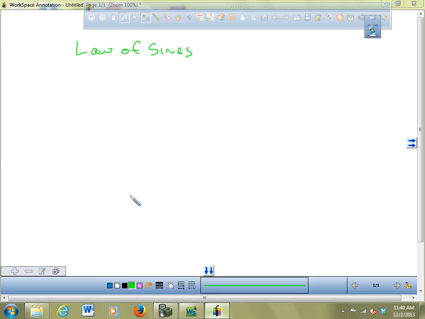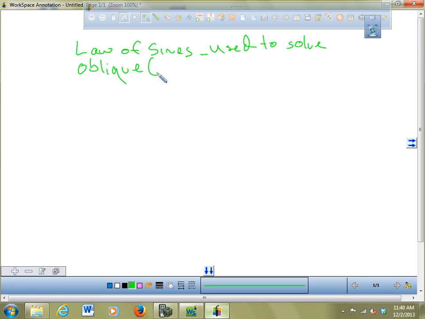All right. So the law of sines is used to solve oblique triangles. You know what oblique triangles mean? Oblique. Not obtuse, it means non-right. Non-right triangles. So you know how to solve triangles, and it's pretty easy.